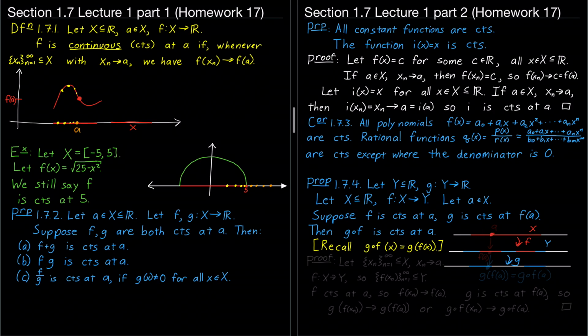And then we've got our point a, which goes to f of a, and then g sends that to our point g of f of a, which is g composed with f of a. And hopefully this will help you see why we've put these restrictions on x and y and so on. Then the proof is reasonably straightforward.